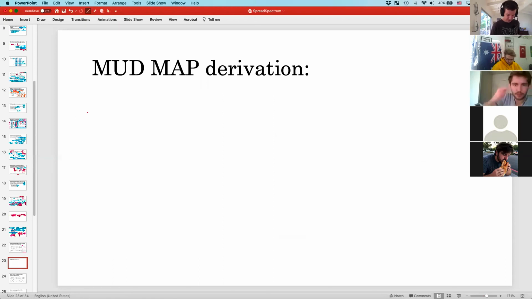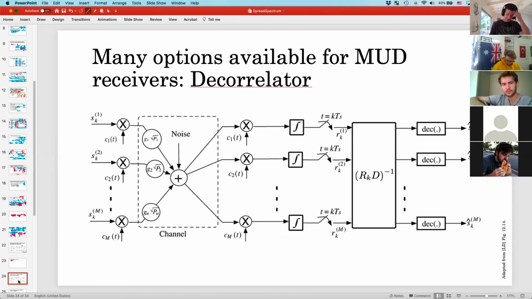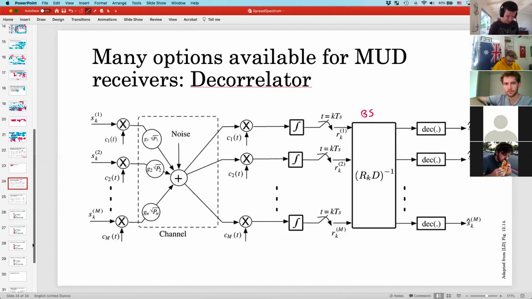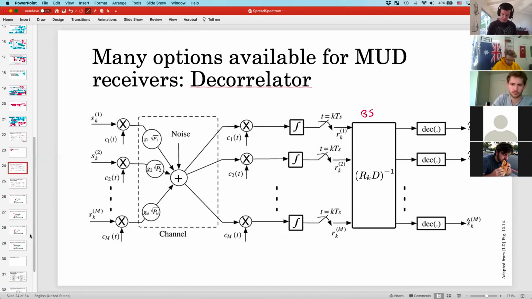Oh, sorry. I did this out of order, or 2 slides ago. So one alternative is what's called a decorrelator. And you have the same setup. Again, we're sitting at the base station. And instead of doing this whole big operation where we're looking over all possible symbols that were sent, let's just do a very quick matrix multiplication. And the matrix is RK times D inverse. So let's derive why this would make sense and maybe how far away from optimal it actually is.